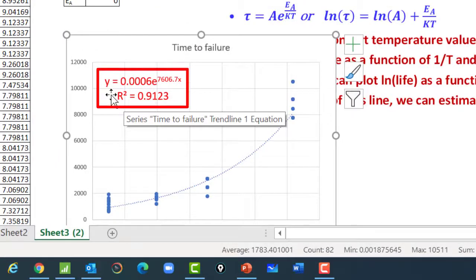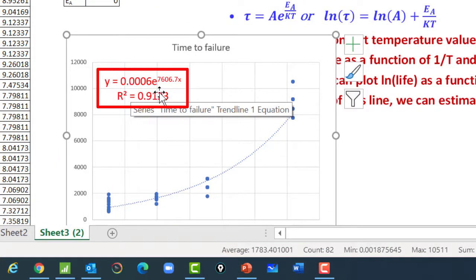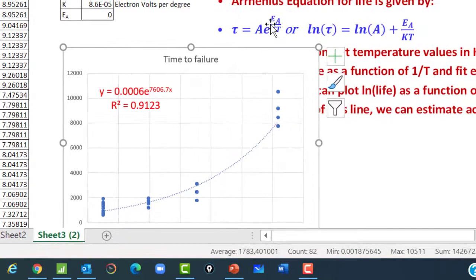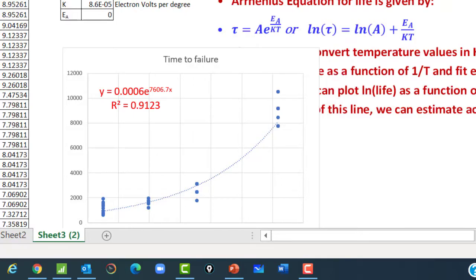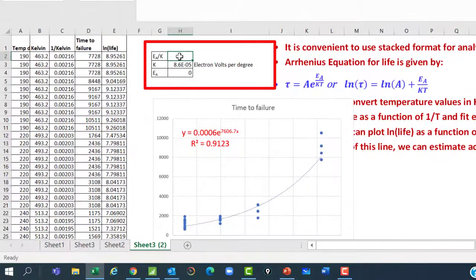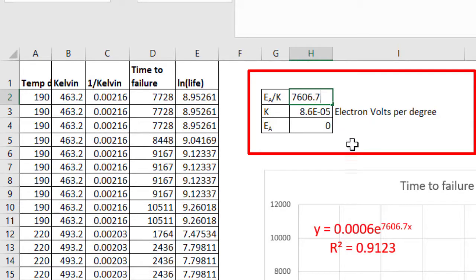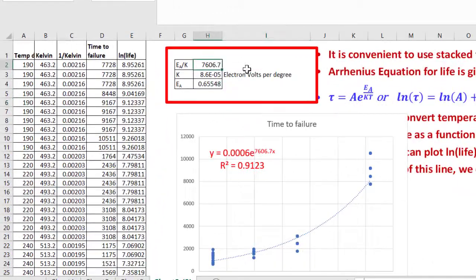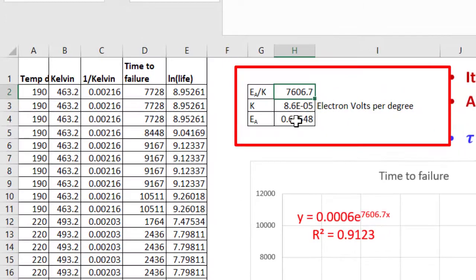So the relationship that we got here is y is equal to 0.0006 into e to the power 7606.7. Based on this, we can say that this 7606.7 is the value of EA upon K. Temperature is on the x-axis, or 1 upon T is on the x-axis. I put the value of EA upon K here, which is equal to 7606.7.